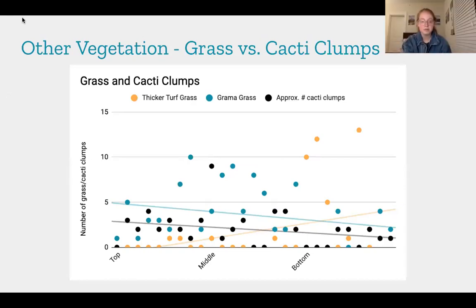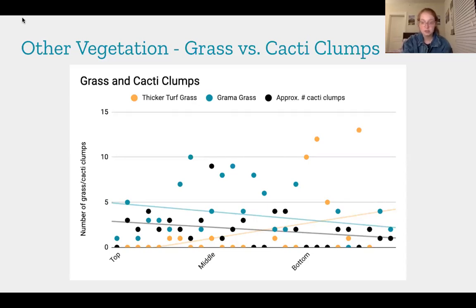So on this graph, you can see that we have the grama grass in blue, which is a bunch grass, which means that it typically allows cacti to grow a little bit more easily. And then we have the approximate number of cacti clumps in black, and the thicker turf grass, which has more ground coverage, in yellow.